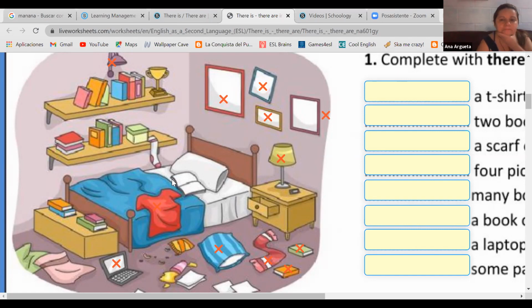Lorena? Yes, teacher. Okay. Are there, Lorena, are there a lot of books or a few books in the bathroom? Are there a lot of books or a few books? A lot of books. Okay, yes, there are a lot of books in the bedroom. Okay.